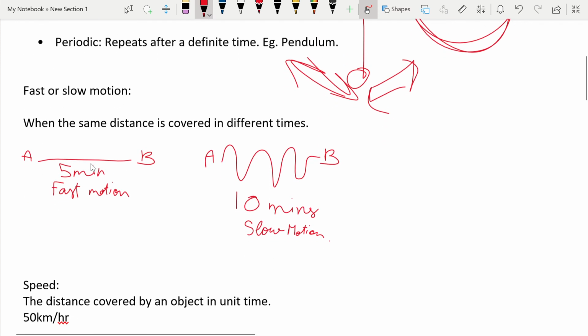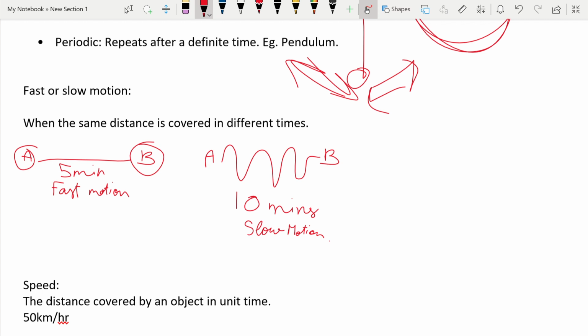Now slow or fast motion. Slow or fast motion basically means if an object is traveling slower or faster. In motion we are talking about when the same distance is covered in different times. Now, if someone is walking really slow and they went from point A to B in 5 minutes, they are walking slow, okay?